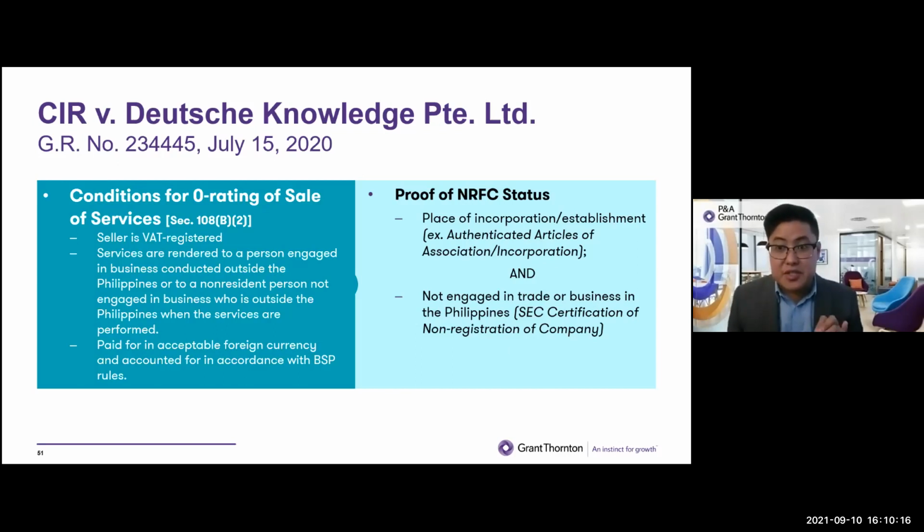1, the seller must be VAT registered for it to be subject to 0% VAT. 2, the services are rendered to a person engaged in business conducted outside the Philippines or to a non-resident person not engaged in business who is outside the Philippines when the services are performed. And third, it must be paid for in acceptable foreign currency and accounted for in accordance with the BSP rules. So the Supreme Court said these are the only conditions. If these conditions are met, then that is a zero-rated sale of service.